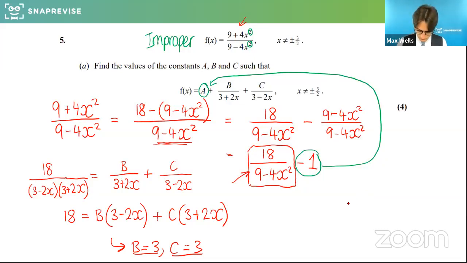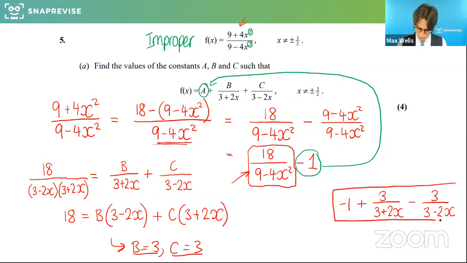So basically, in answer to the whole question, we end up with minus 1 plus 3 over 3 plus 2x minus 3 over 3 minus 2x. And then I've got the answer in the form that it wanted in partial fractions. So what I did was I let x equal 3 over 2, and then I let x equal minus 3 over 2, subbed it in and solved for b and c.